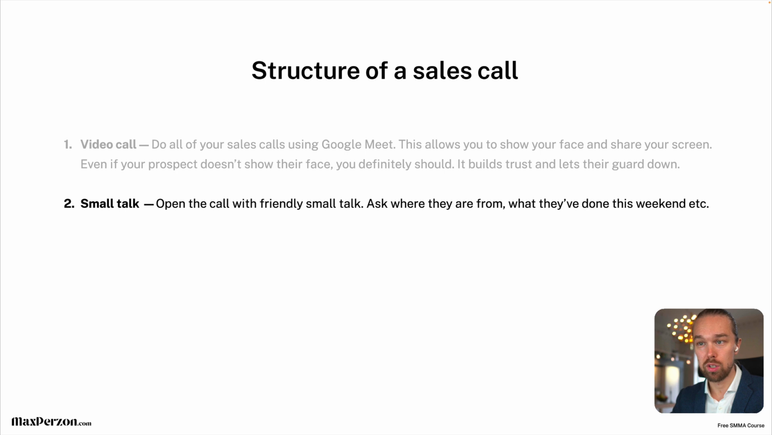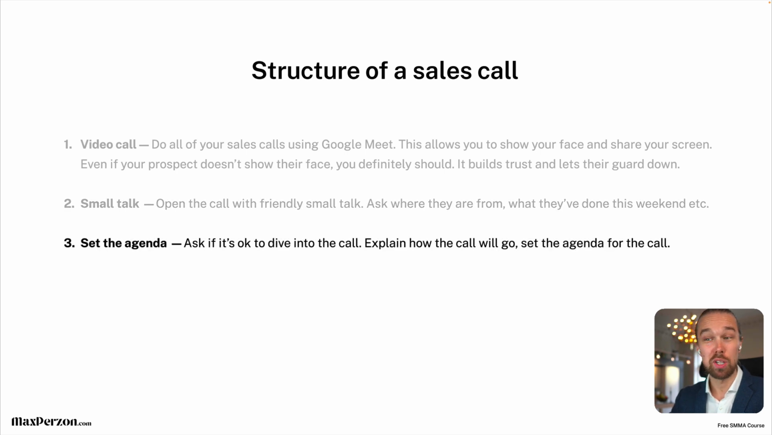Small talk. Okay, so we open the call with friendly small talk, ask where they're from, what they've done this week, etc. And we're going to go over this in detail in the next video, where I'm going to help you with the exact script. But this is just the overall structure, right? So some small talk, then we set the agenda. So we ask if it's okay to dive into the call, explain how the call will go, set the agenda of the call, right?